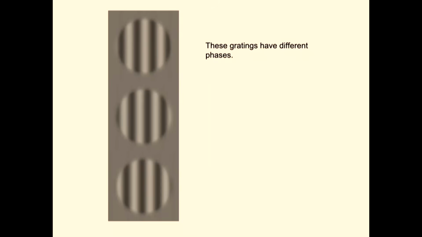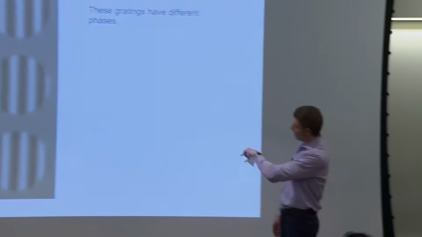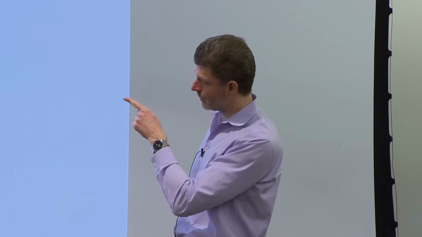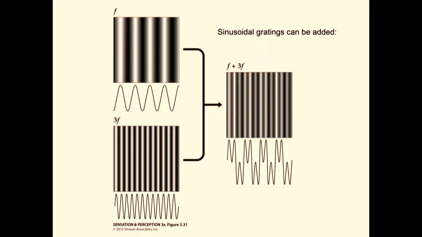The grating can also vary in phase. These gratings have the same frequency, but different phases, so the exact position of the ripples is different in the three cases. And you can take these sine wave grating images and add them. Here's one grating, and here's another grating that's 3 times the spatial frequency of the first one, and you add them up and you get this more complicated thing.